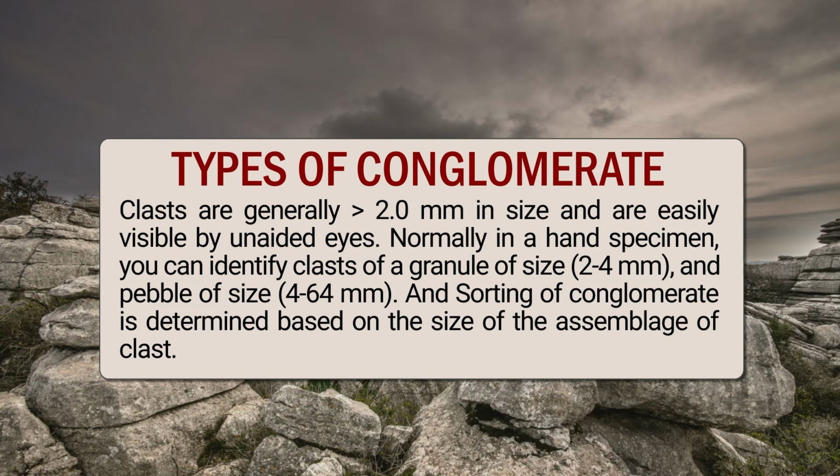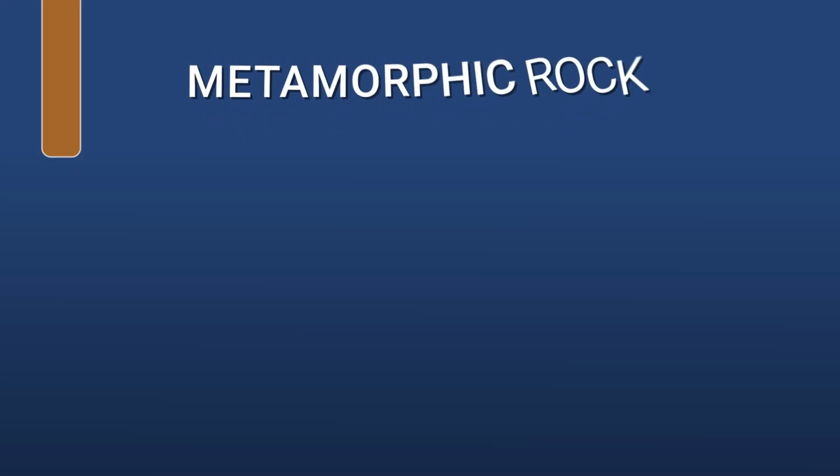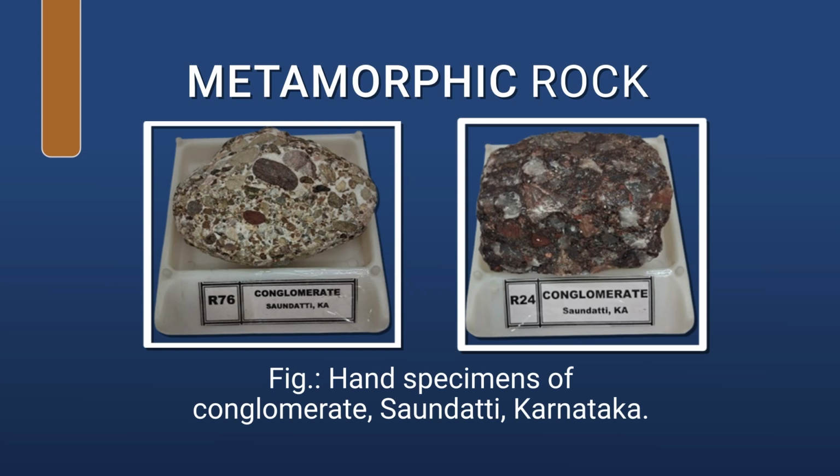The sorting of conglomerate is determined based on the size of the assemblies of clasts. A mixture of variable size clasts is said to be poorly sorted conglomerate, whereas clasts of almost the same sizes are said to be well sorted conglomerate. Here also you can see a hand specimen of conglomerate. This is another hand specimen of conglomerate. Here you can see the color and the clasts are different.